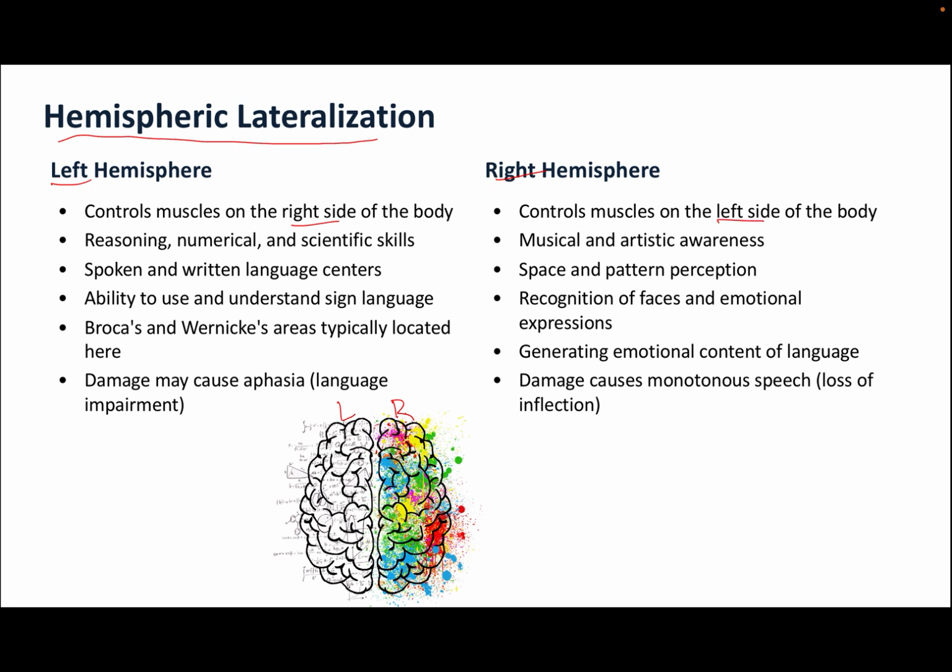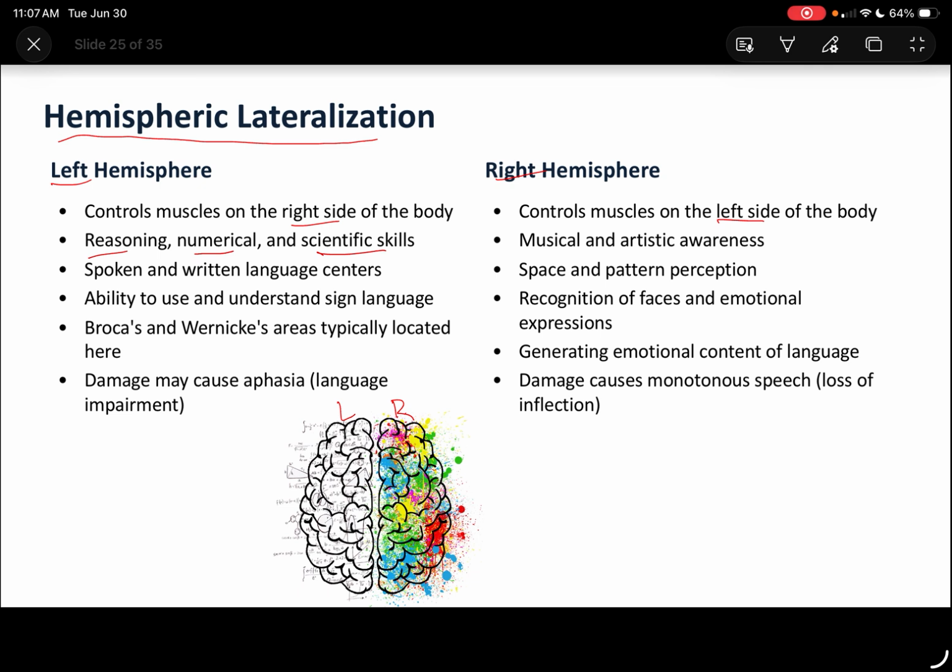The left hemisphere is going to be responsible for things that are more involved with reasoning, numerical interpretations, as well as scientific skills, whereas the right hemisphere tends to be more associated with musical, creative, artistic awareness. Spoken and written language centers are going to be on the left hemisphere, whereas space and pattern perception are going to be in the right. Additionally, the ability to use and understand sign language is handled by our left hemisphere, whereas recognition of faces and emotional expression are all going to be found on the right side.